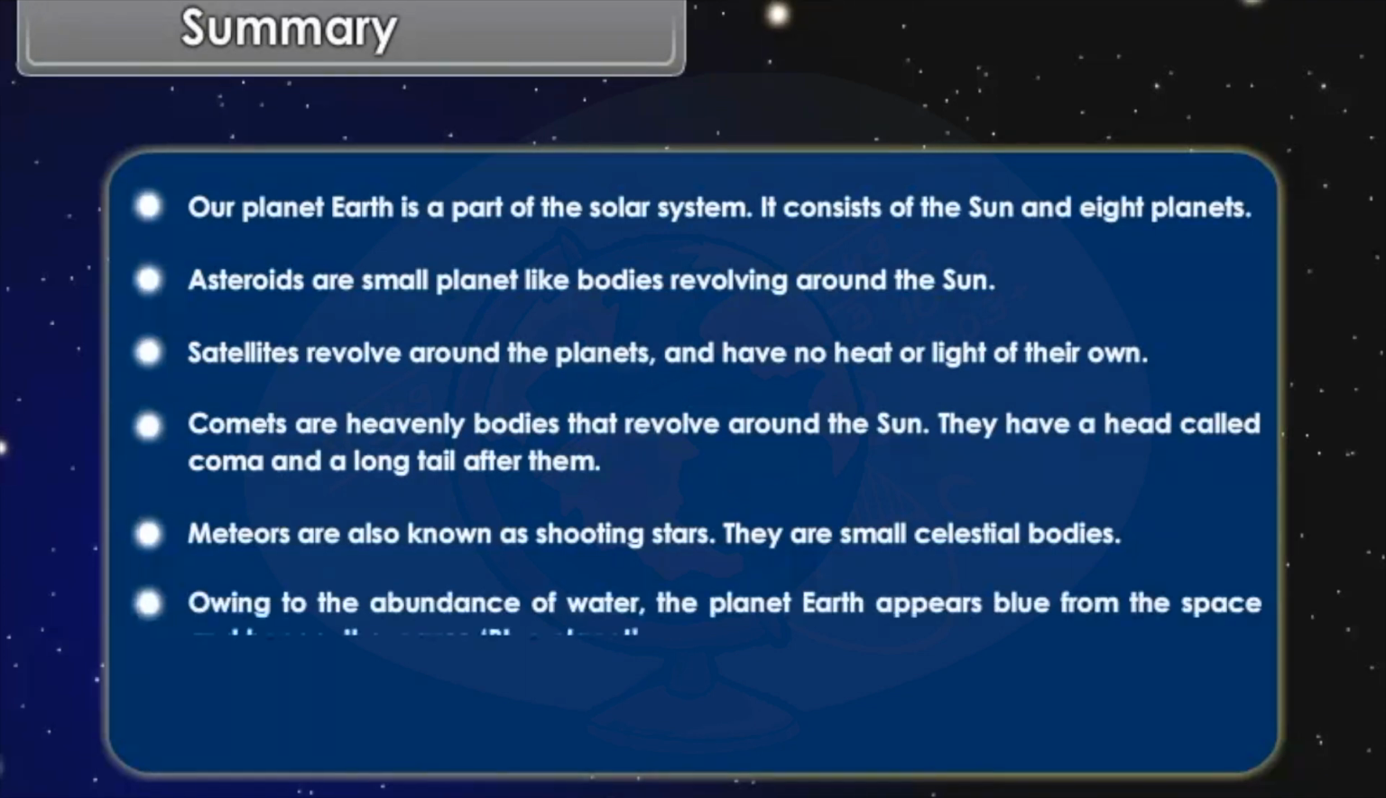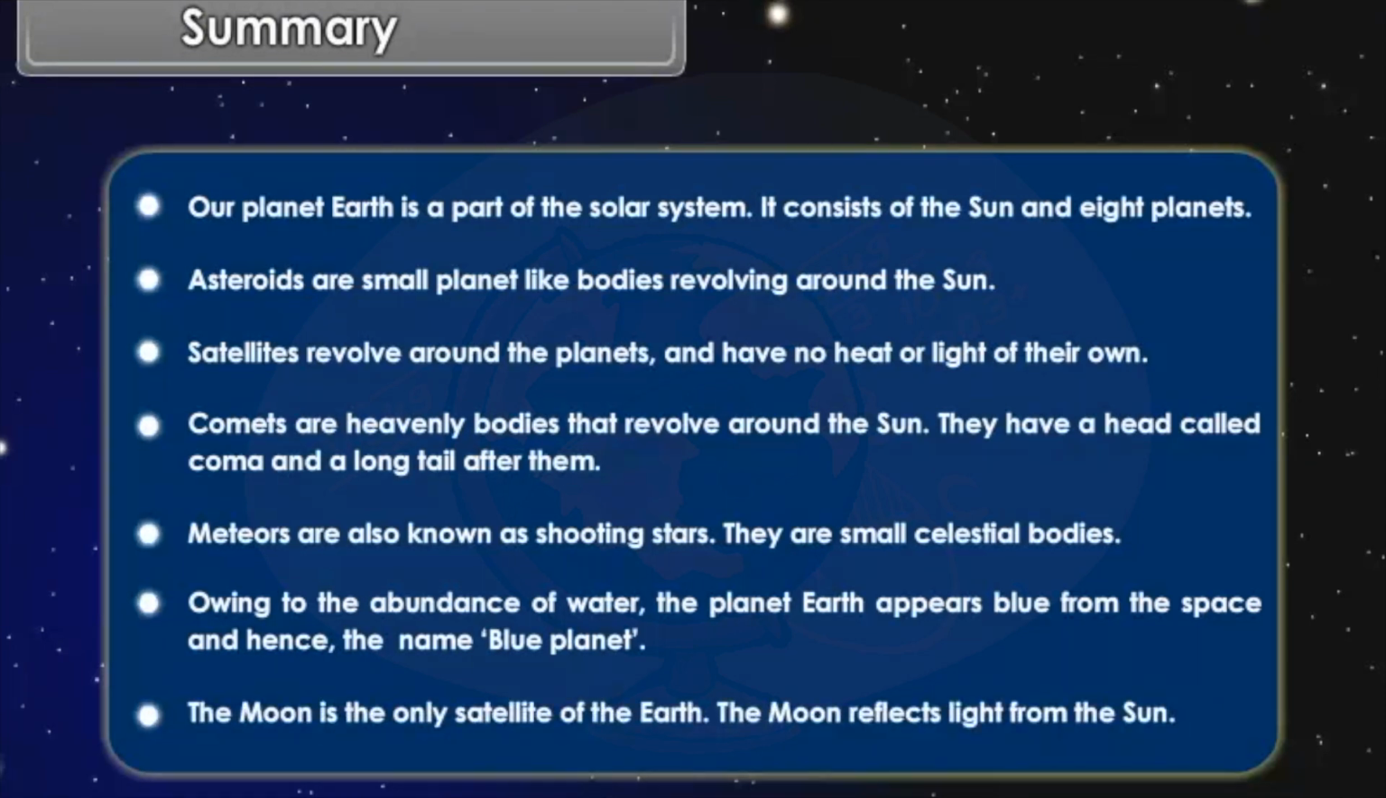Owing to the abundance of water, the planet Earth appears blue from the space and hence the name Blue Planet. The Moon is the only satellite of the Earth. The Moon reflects light from the Sun.